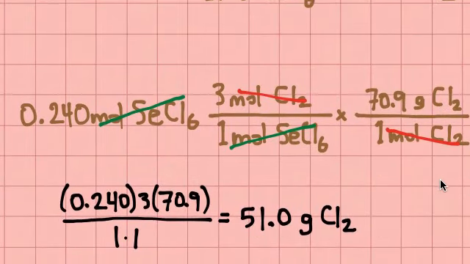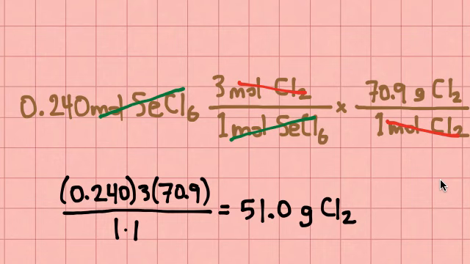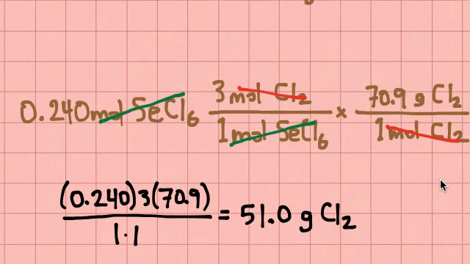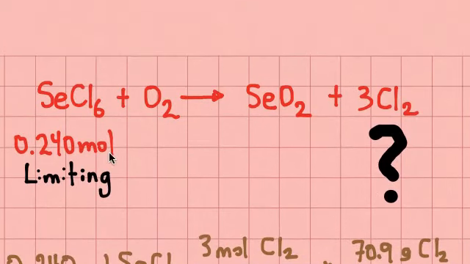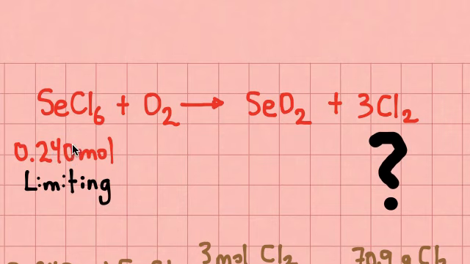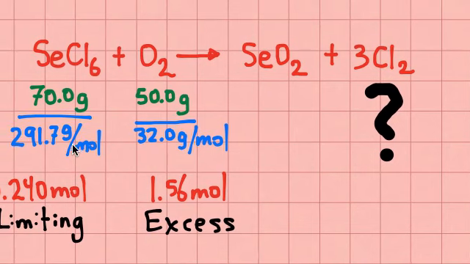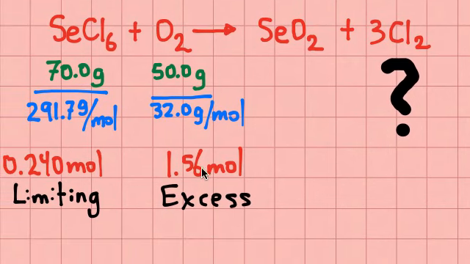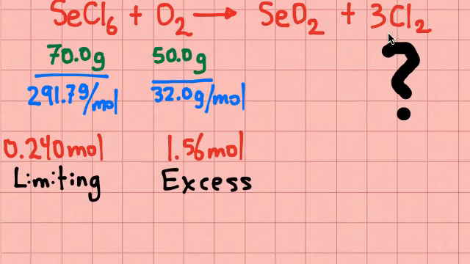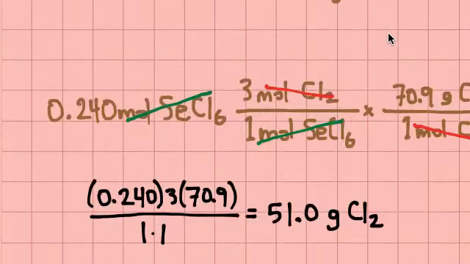And lo and behold, I know now how much chlorine gas I will get, 51 grams from this reaction. Gee, if I had a little bit more of this, then I would, a little bit more? No, I'm sorry, quite a bit more. If I had 1.56 moles of this, I would like 1.56 moles of this to get 3 times that amount of moles of chlorine gas. All right, another example.